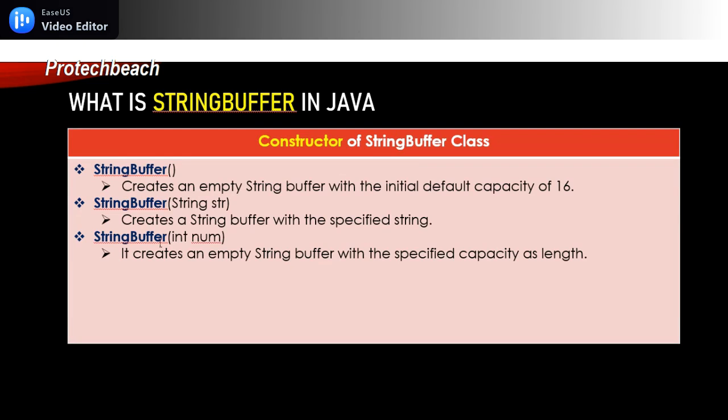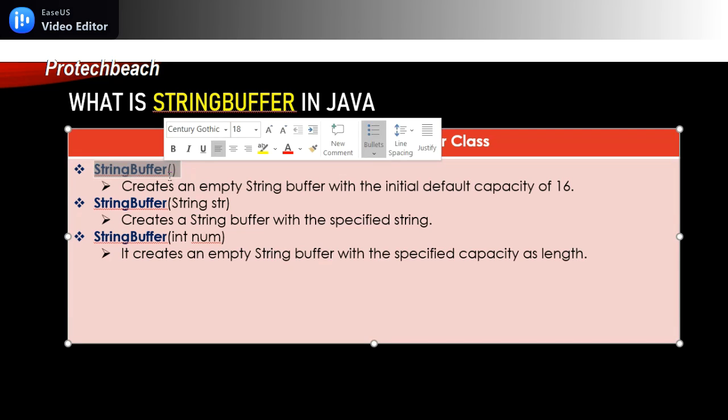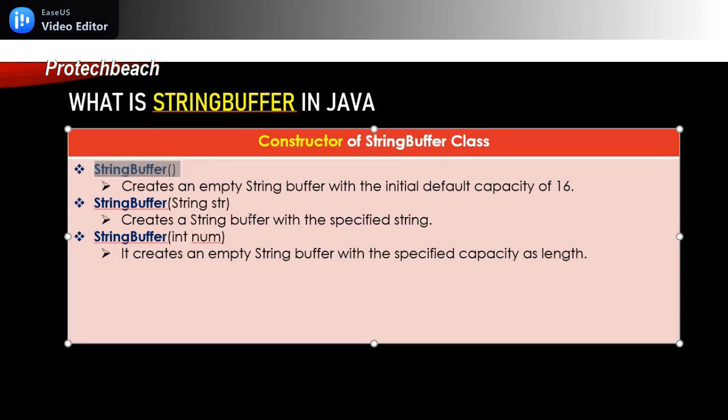Next we'll see some of the constructors available in the StringBuffer class. There are two types of constructors we can observe in StringBuffer: one is the default constructor and the other is the parameterized constructor. In the default constructor, we are not passing any parameters; by default we call the default constructor. But in the parameterized constructor, there are two things.